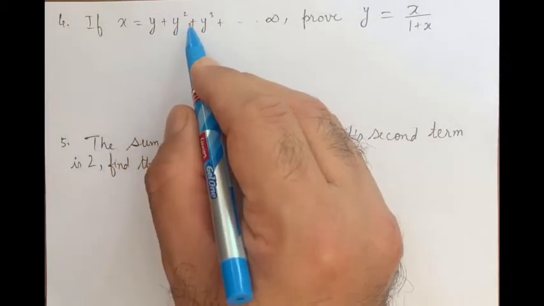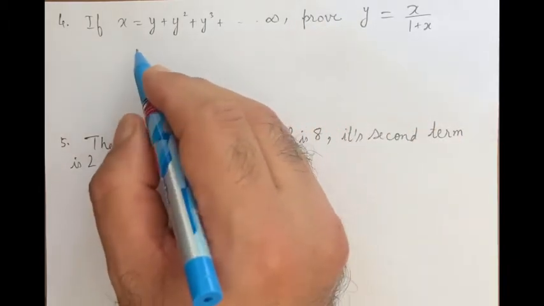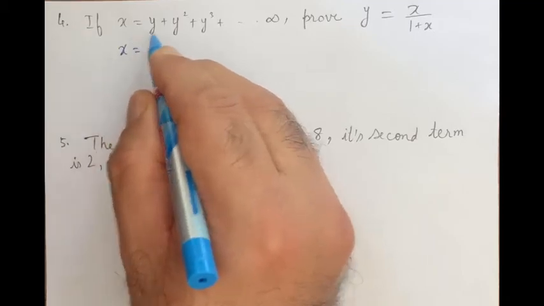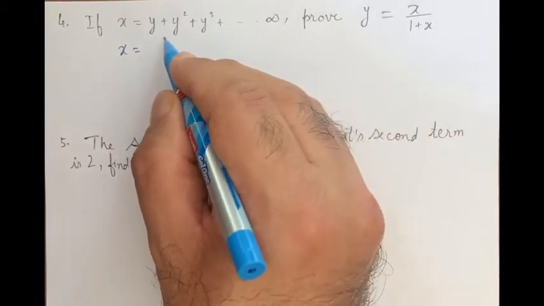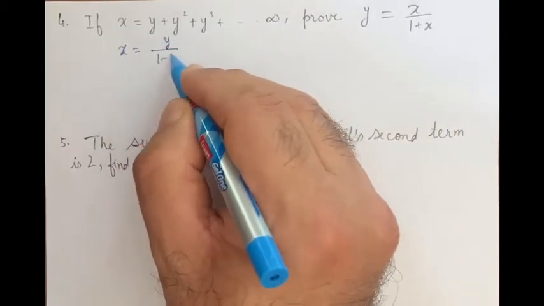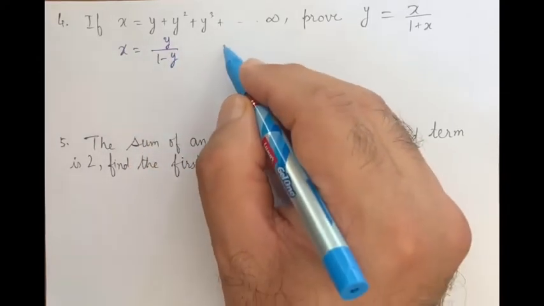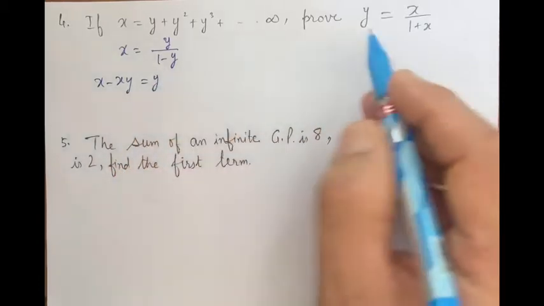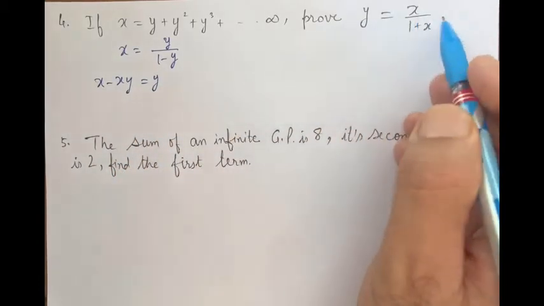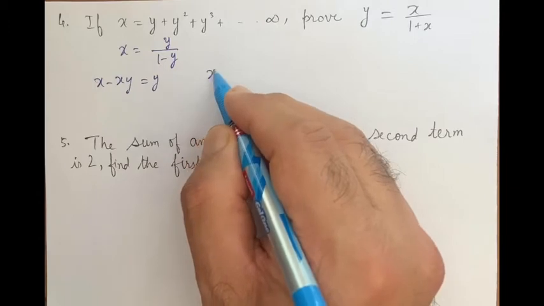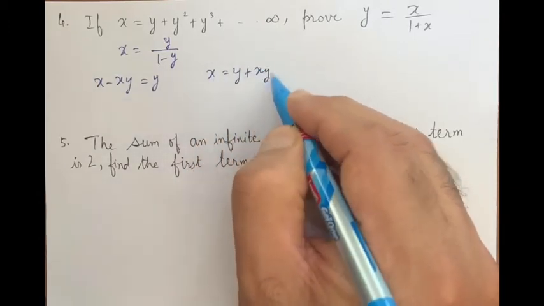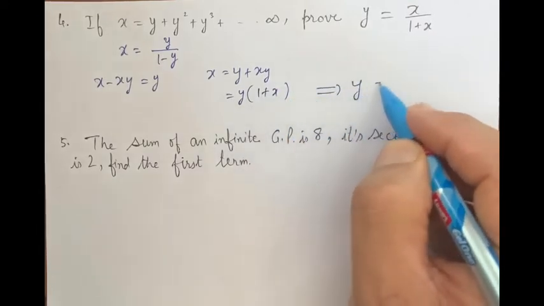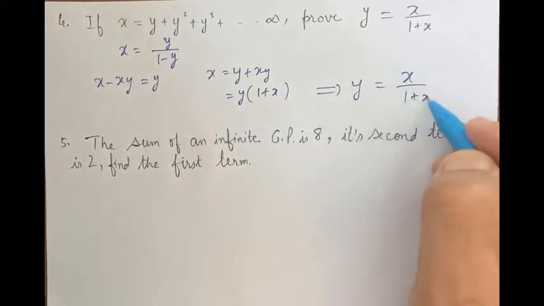X is y plus y square plus y cube and so on up to infinity. So x is sum of infinite terms of this, which is first term y upon 1 minus common ratio, which is also y. After this we cross multiply, x minus xy is equal to y. Now we have to find out y in terms of x. So this is x is equal to y plus xy, that is y into 1 plus x. So this gives us y equals x upon 1 plus x.